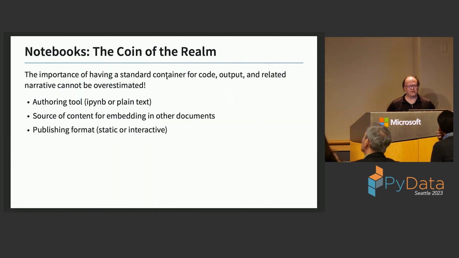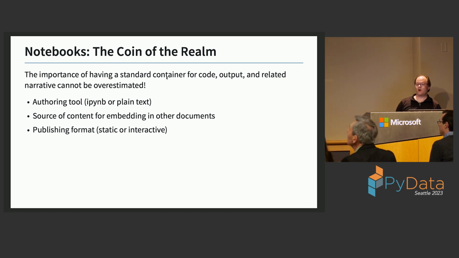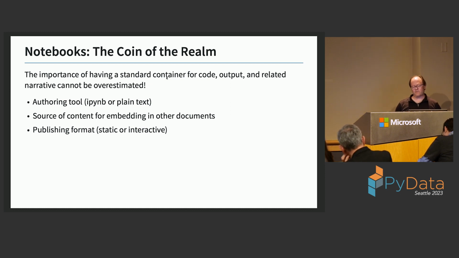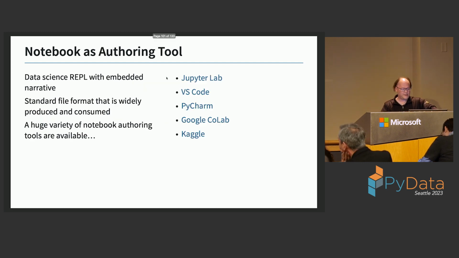And I think the most important thing to recognize is that for all the things they do well and don't do well, they are really the coin of the realm. They define a standard container for code, output, and related narrative that you can compute on. And that is really, really powerful. The fact that a notebook can be published to GitHub, or it can be published to Colab and interacted with. It can be authored by lots of different tools. It's also a source of content for embedding in other documents. So notebooks are very convenient for a lot of things, and I think they're a really important thing to build around when we think about tools for publishing data and data science.